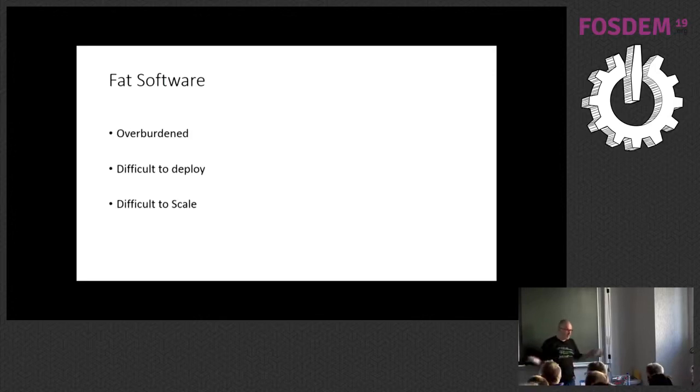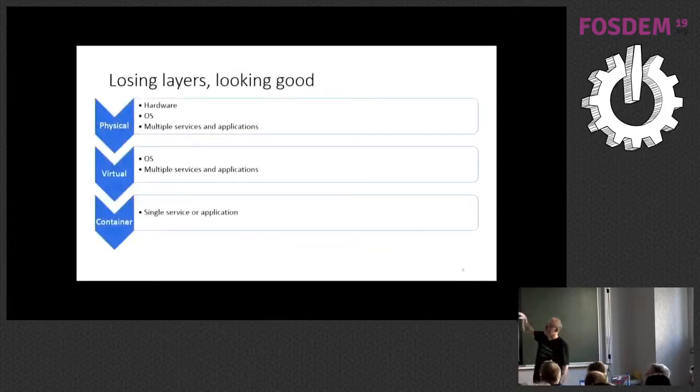So how do we start to make our software or our overall stack thinner? Well, we start by trying to lose some layers. When I started out, the only way that you ever did any deployments was physical. You had to worry about hardware, you had to worry about the operating system, and you had multiple services and applications running on a box, and the box was often shared, which meant that various people argued about what level of the OS should be at, what libraries should be on it.